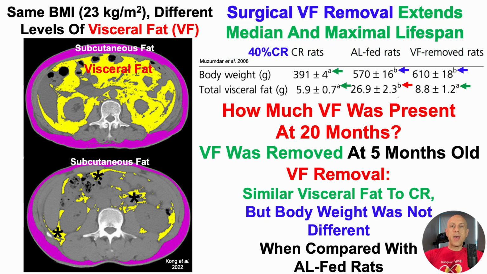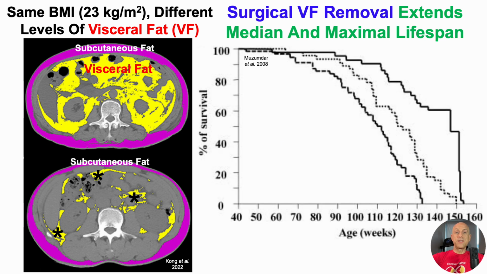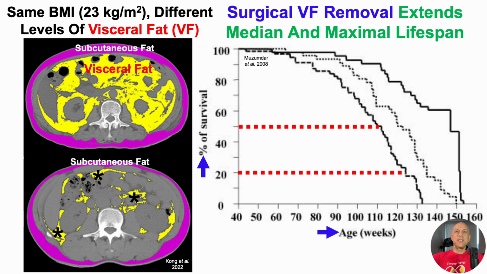All right, so let's go back to the data in terms of the surgical VF removal extends median and maximal lifespan. And that's what we can see here. On the y-axis, we've got percent survival plotted against age in weeks. And then for median and maximal survival, we'll take a look at 50% and 80% survival. This is the time, or these are the times when half the colony has died, 50% survival, and 80% of the colony has died, 20% survival.